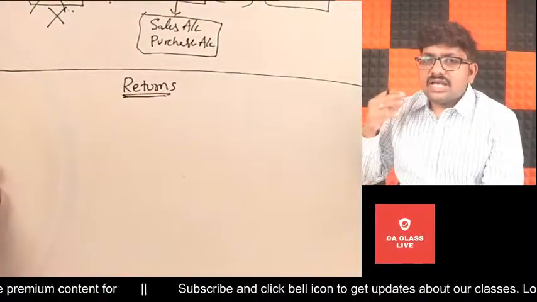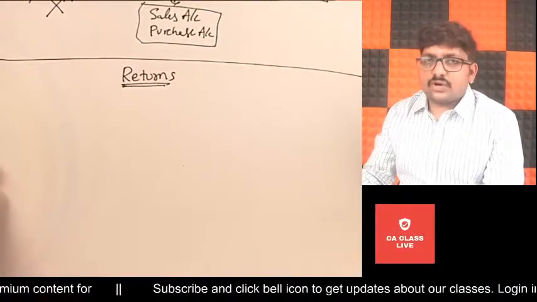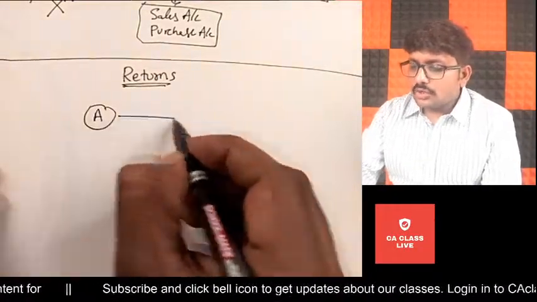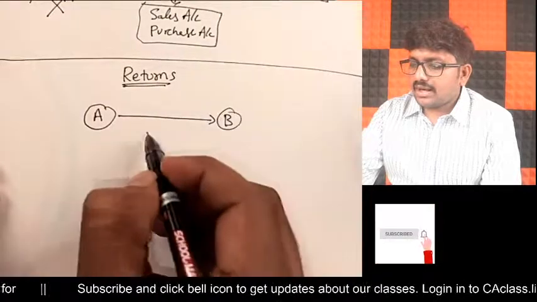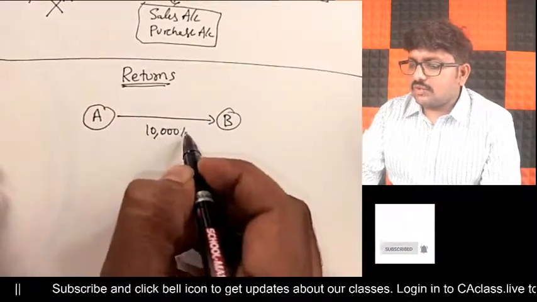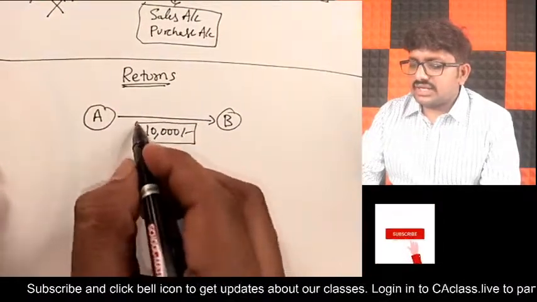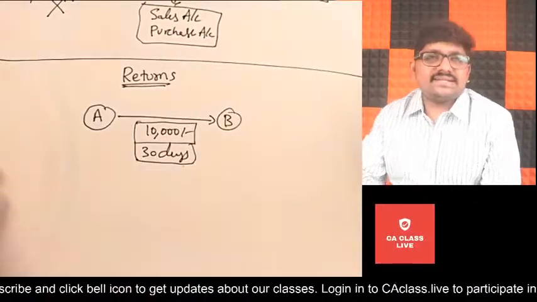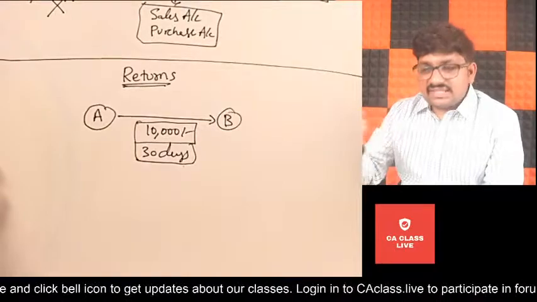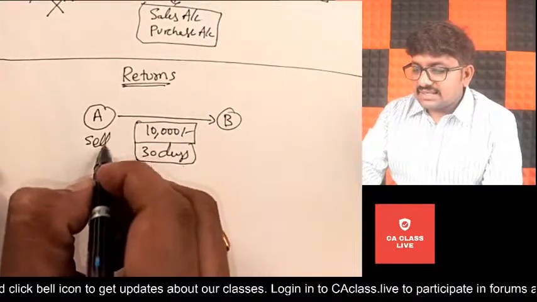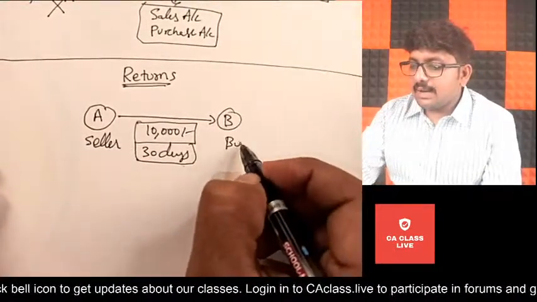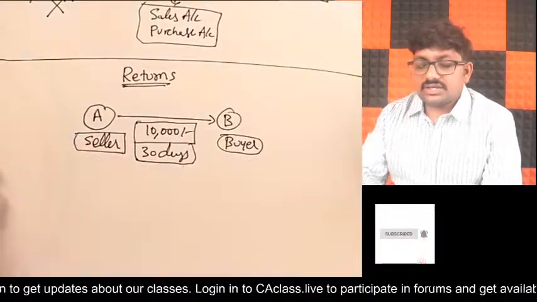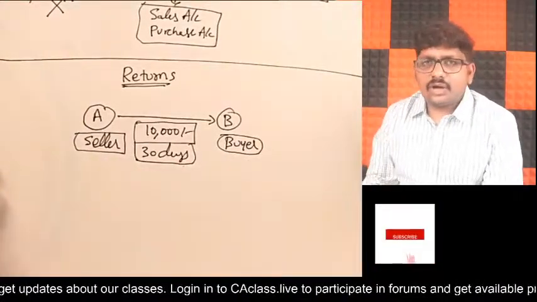So what I want to discuss about returns is, in our example, A sold goods to B. Some 10,000 rupees worth of goods, and of course we discussed that a 30-day credit period is given, and all these things. Now, for this transaction, A is the seller and B is the buyer. All of us know this well.